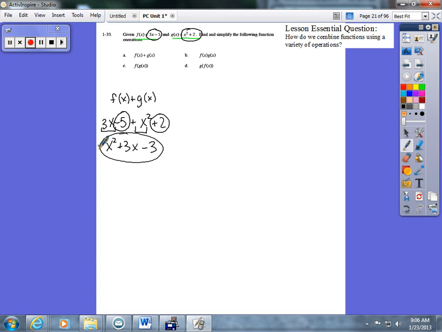When you're simplifying this, it doesn't necessarily mean you're going to get an answer. You might not get a numerical, an integer value, a decimal value, whatever. It still might be an equation. Most likely it's going to be because we're adding two equations together, which will result in another equation.